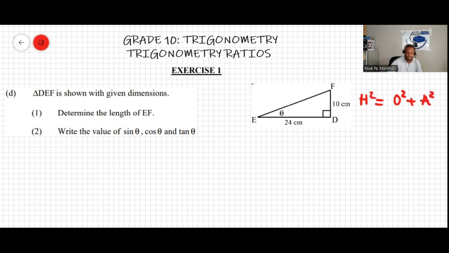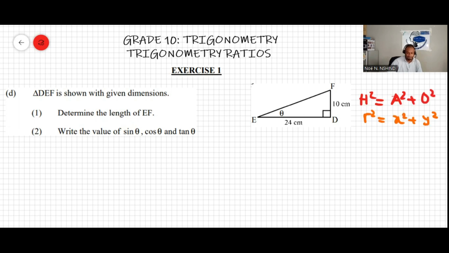Sometimes it is written as r squared equals x squared plus y squared. It's the same formula. R is just h, so r squared is h squared, x squared is a squared, and y squared is o squared. You can reverse the order, it doesn't matter. I can say a squared plus o squared, the same thing. I just want to follow alphabetical order here: a squared plus o squared.